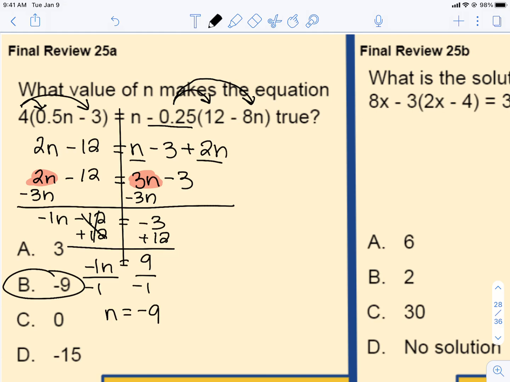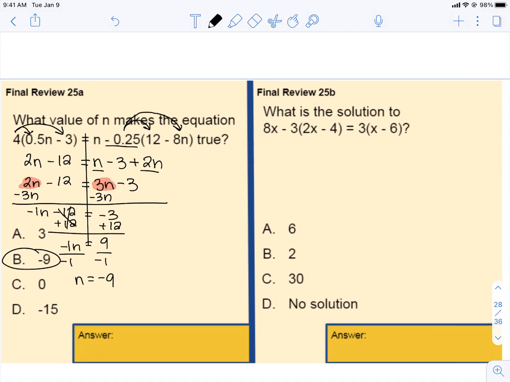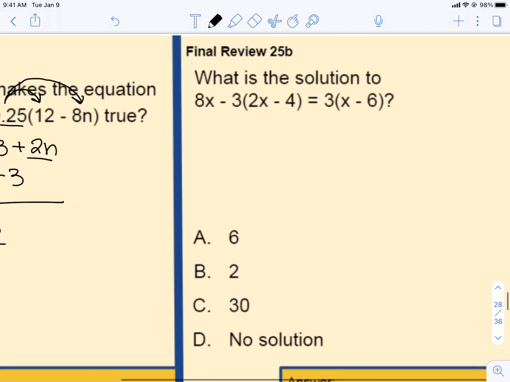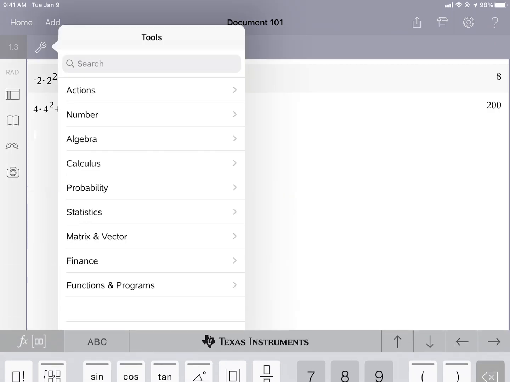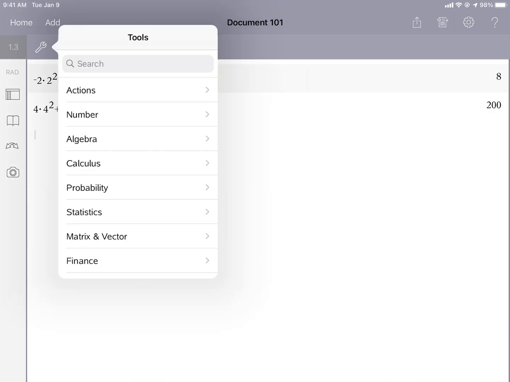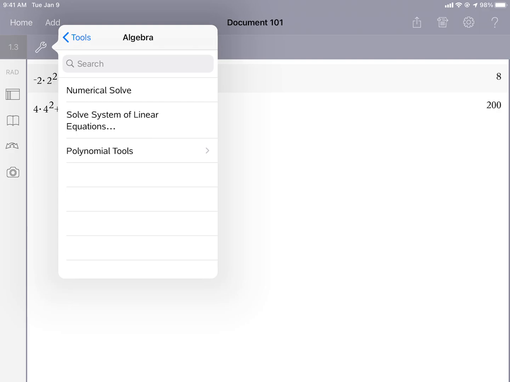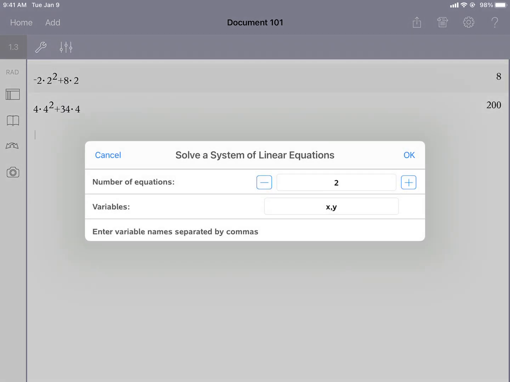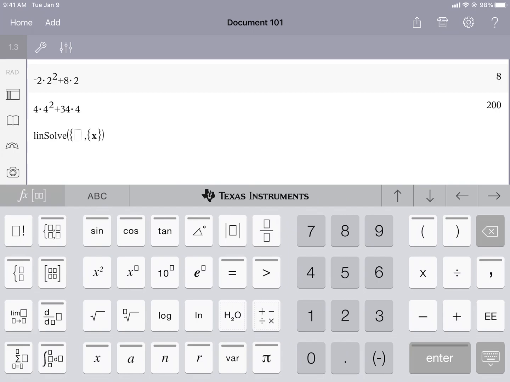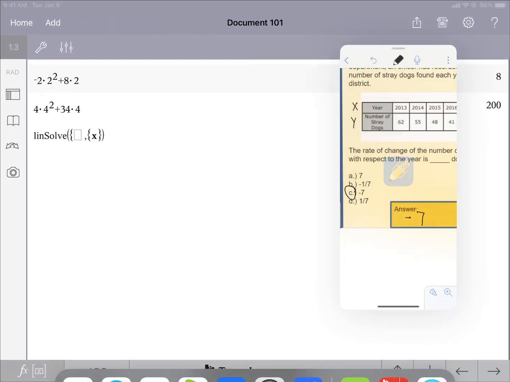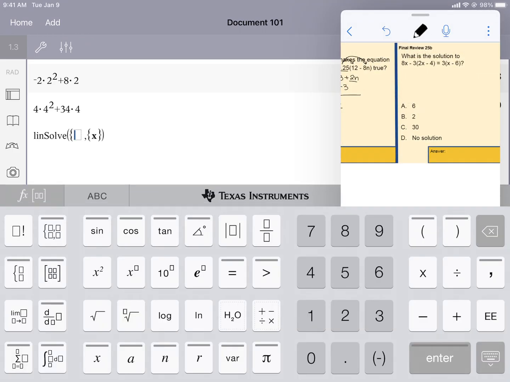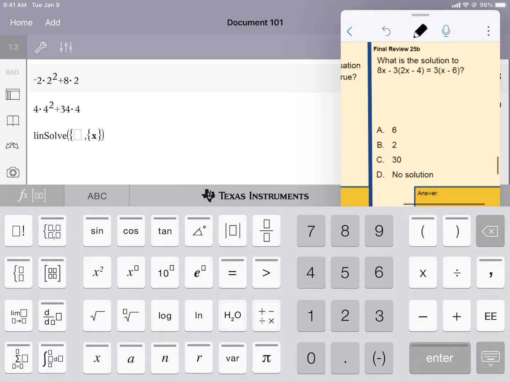You are able to do this in the calculator. I will show you how to use the calculator on 25B. And so if you do it by hand, you can at least check your answer. So going to the calculator, we want to be in the calculator part. We're going to go to Menu, Algebra, Solve Systems of Linear Equations. Number of equations, we change to 1 and hit OK. So now I'm going to bring the notes here so I can see it. And we just want to type in the equation exactly as it is.